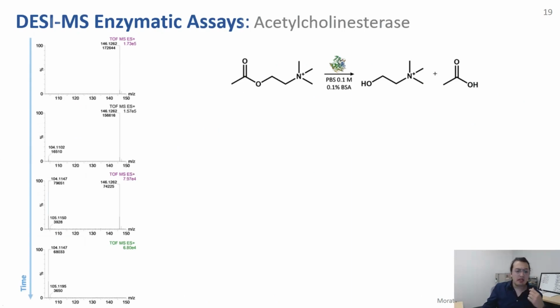So how does this typically look? Well, let me show you here an example of acetylcholinesterase, an important enzyme for the nervous system. If you put different fractions of acetylcholine, different time points of the acetylcholinesterase reaction, you will see that at the beginning everything is acetylcholine, and as you move down in time, going down this line, you will see that it turns from 146, that is acetylcholine, to 104, which is choline.